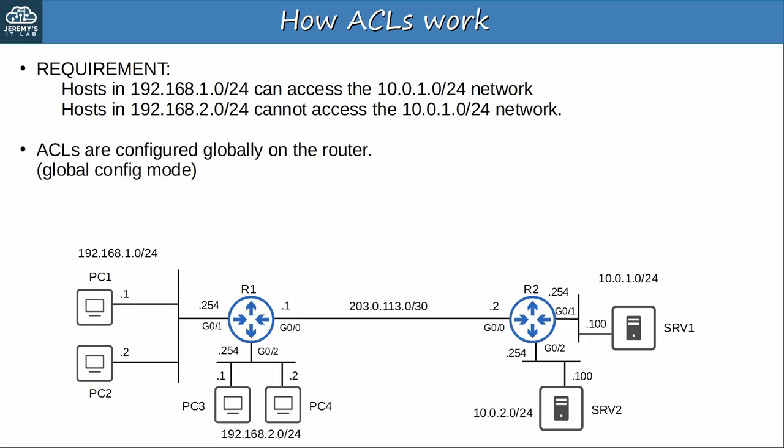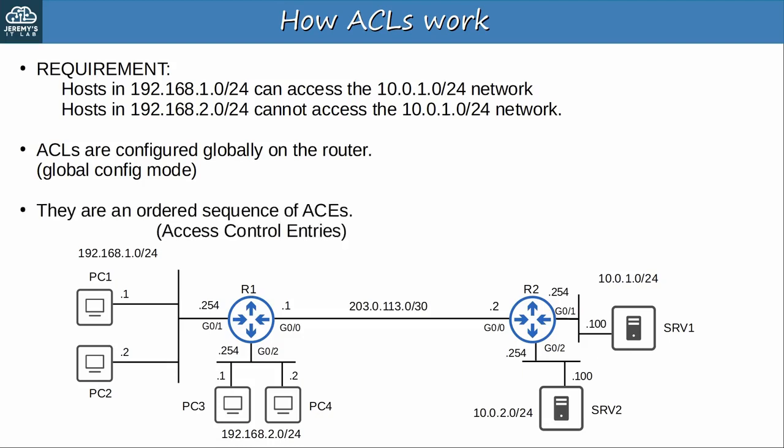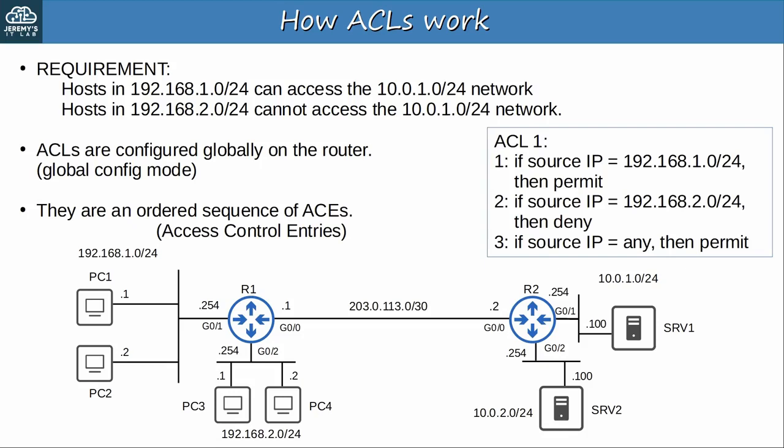First up, ACLs are configured globally on the router in global config mode. ACLs are made up of an ordered sequence of ACEs, access control entries. For example, to fulfill our requirement, we could configure ACL1 like this on R1 or R2. ACE1 says if source IP equals 192.168.1.0/24, then permit the packet. Let the router forward it.